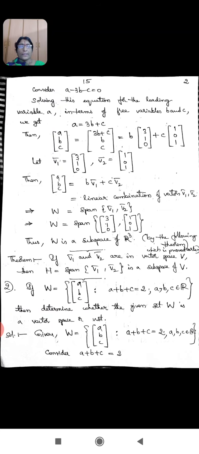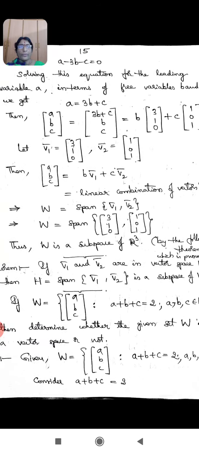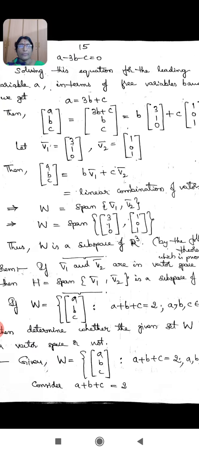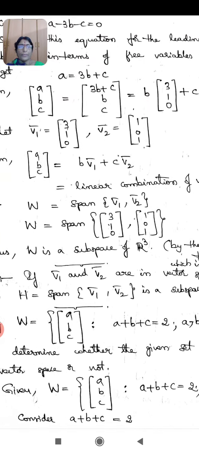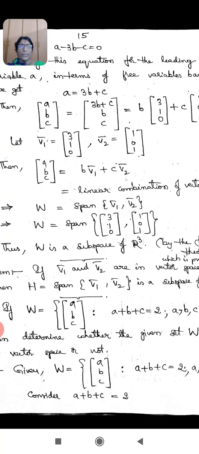But whatever theorem we are making use of, we should always remember that the zero vector should be in the set W. Then only W can be shown as a subspace or vector space.